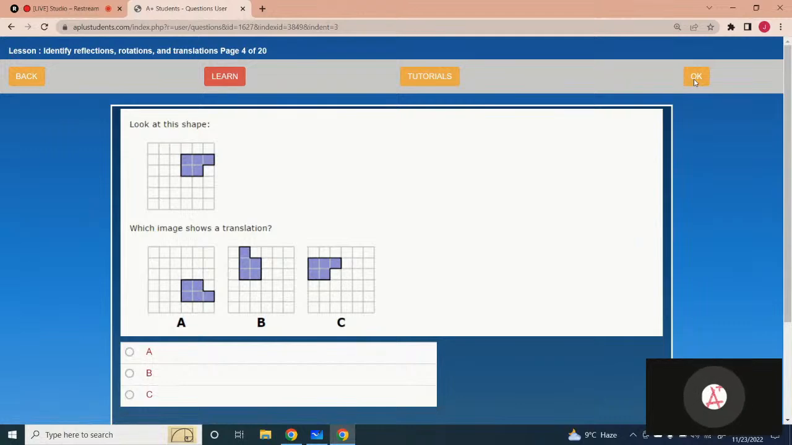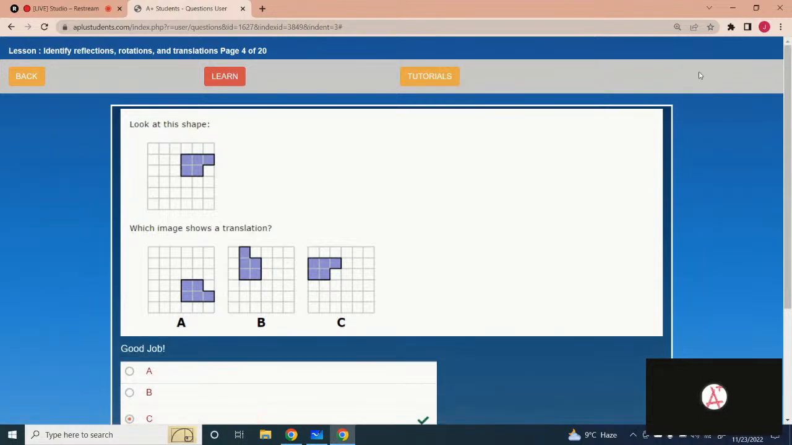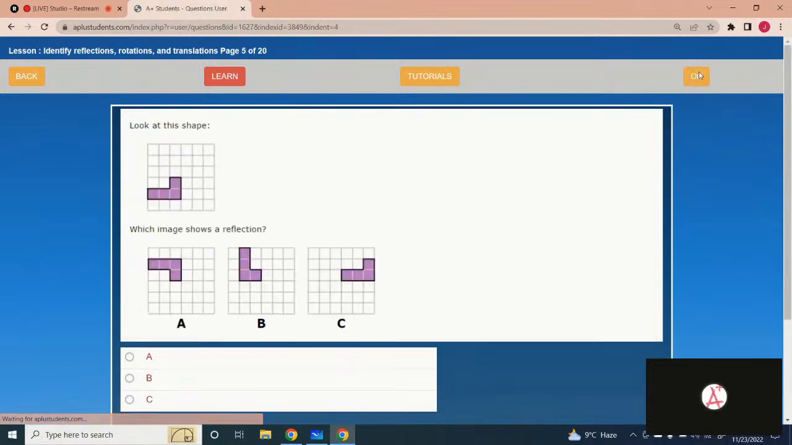Okay, look at the shape. Which image shows a translation? A, B, C. Which of the options is the correct one? Yes, option number C is the translation. So option number C is the correct one. Just select the correct option, then click on the OK button.